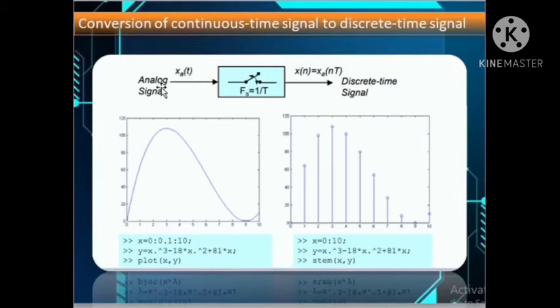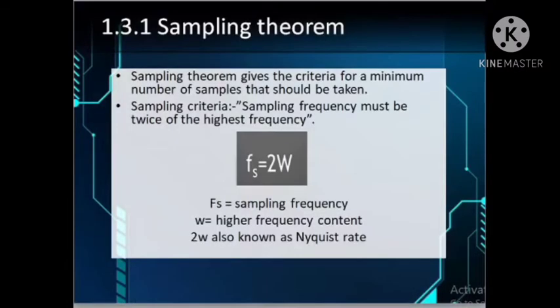And then, that is the formula, right? From an analog signal into a digital signal or discrete time signal. So this is the form. Then it is sampled, and this is the result, from this to this. So, let's go to the sampling theorem.